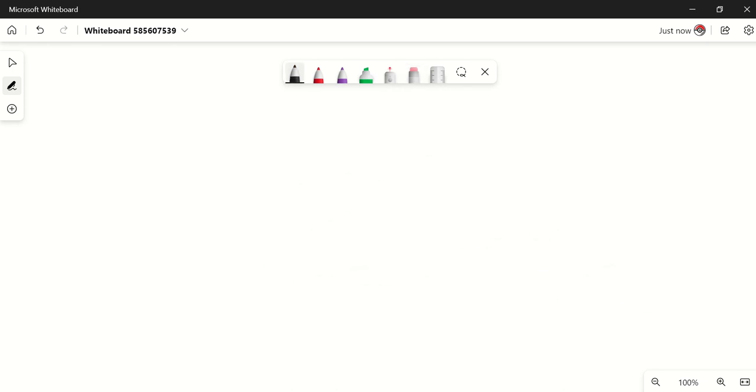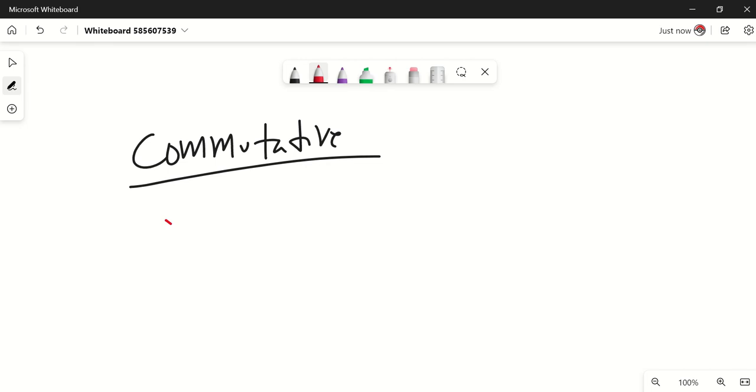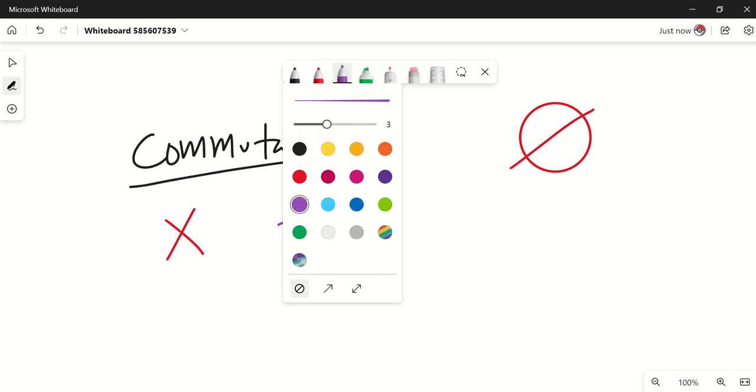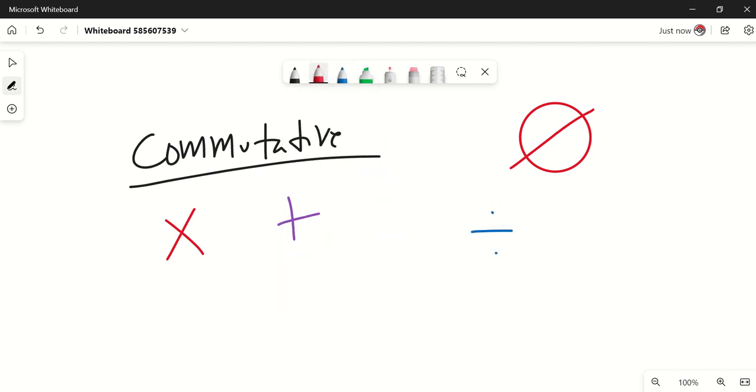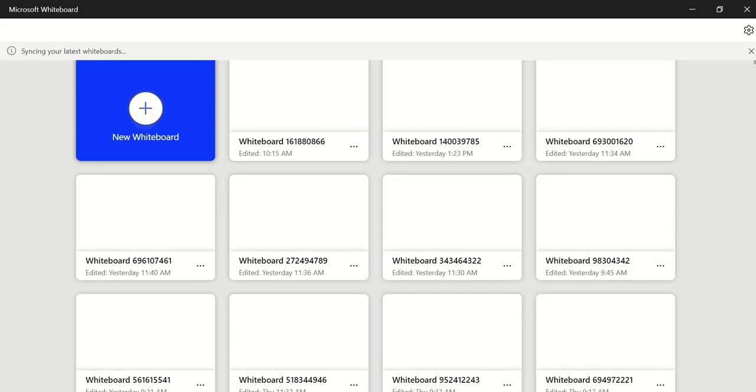So when you think of the commutative property, I'm just going to write commutative. The commutative property will involve multiplication and addition. It will not involve division and subtraction. They are not commutative because the order in which we multiply and add does not matter. It will still be the same answer, but the order in which we divide and subtract does matter. It will completely give you a different outcome.